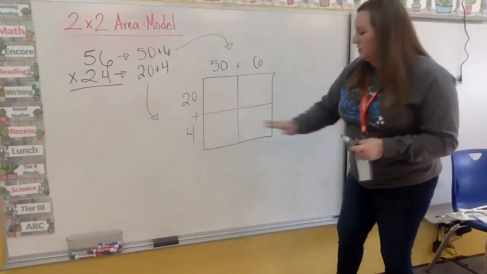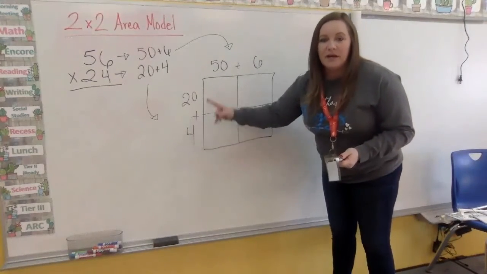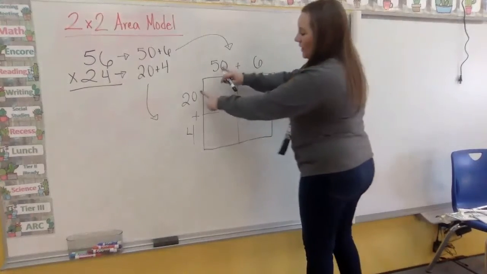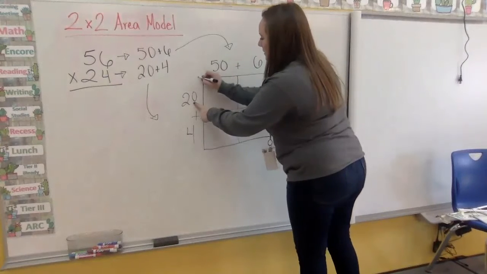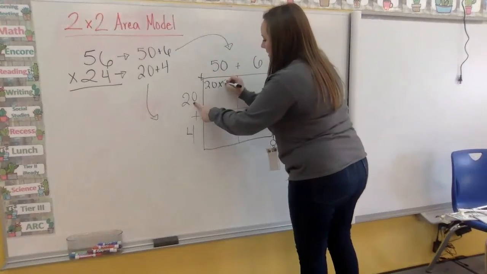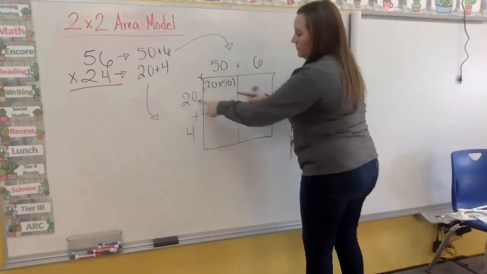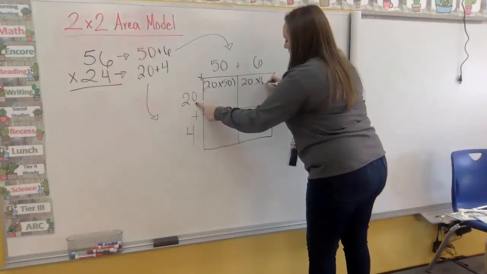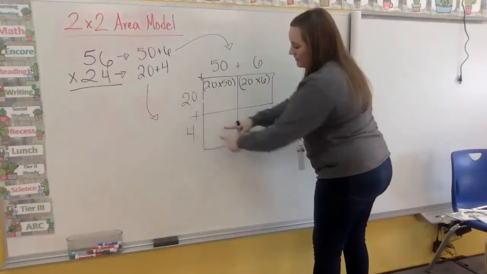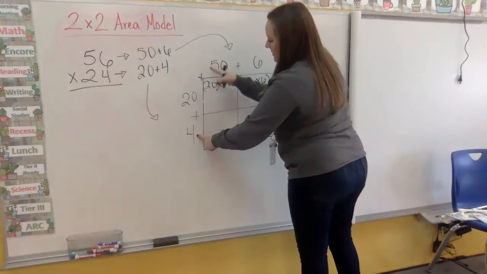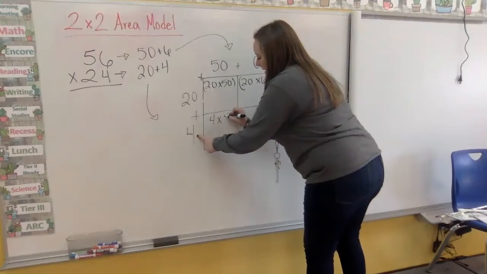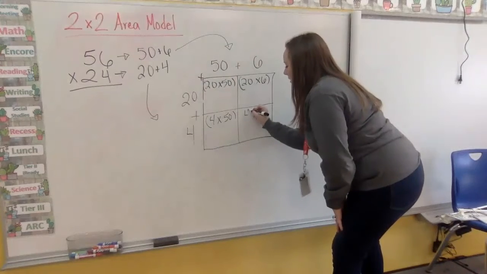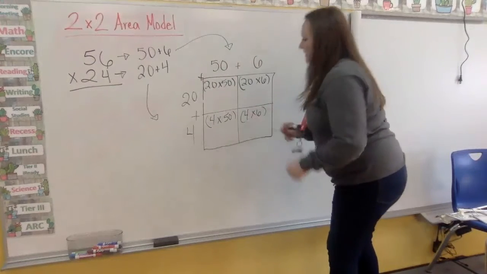When I'm first teaching this to students, I always tell them to kind of cover the bottom one, so that way they can only focus on the one row until they get used to using the second row. So right here, I have 20 times 50. You can put them in parentheses or you don't have to. And then I have this times that, so it would be 20 times 6. Down here I have that times this, so 4 times 50. That times that, and then 4 times 6.